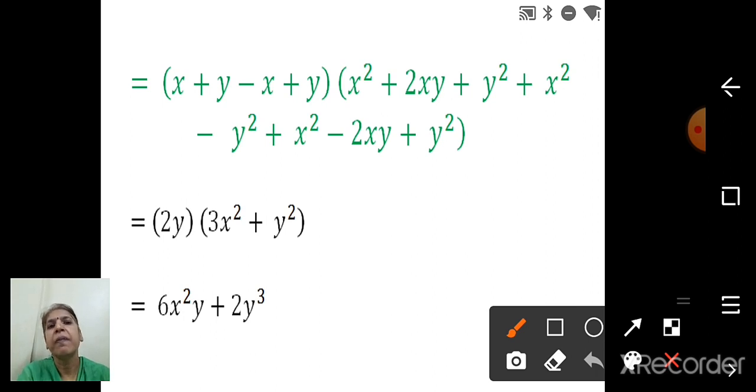Now you are going to multiply these brackets. 2 3s are 6. Then we are having x square y. So 2y multiplied with 3x square is 6x square y. And then 2y multiplied with y square is 2y cube. So final answer is 6x square y plus 2y cube. We are here multiplying the first 2y with 3x square, then 2y with y square. So this is our final answer.